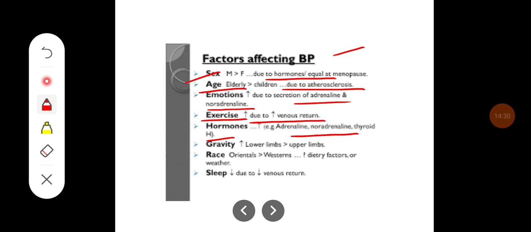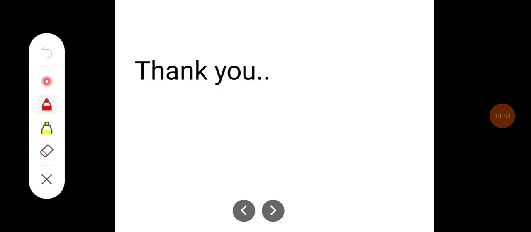increase the blood pressure, whereas because of gravity, the blood pressure is always higher in the lower limb compared to the upper limbs. There can be some racial variation also because of dietary factors and weather, and sleep of course is going to decrease the blood pressure because the venous return is reduced. So this is about how you record the blood pressure clinically and some of the factors which affect the blood pressure. Thank you.